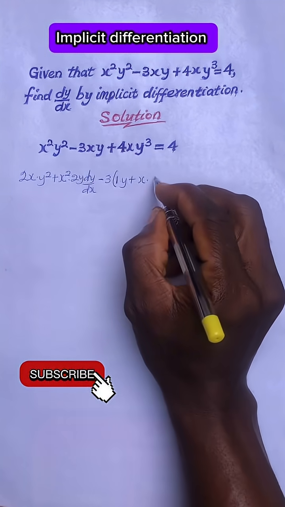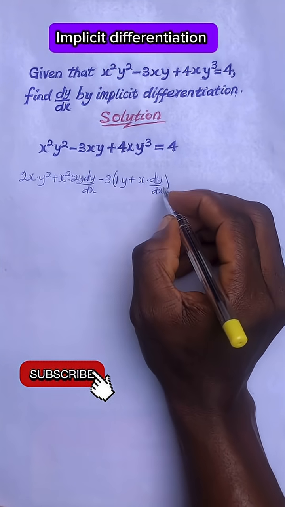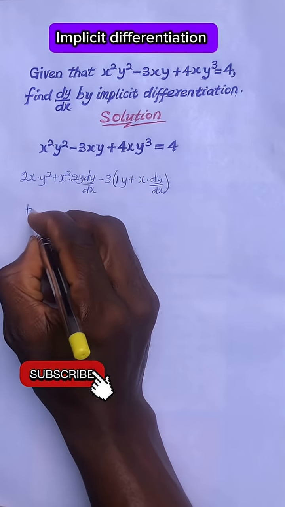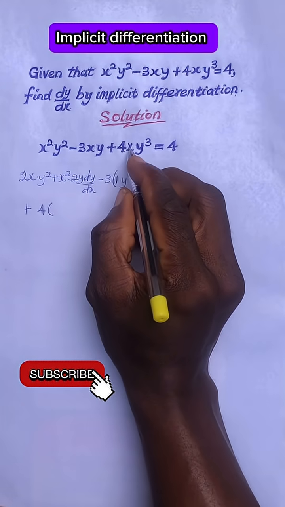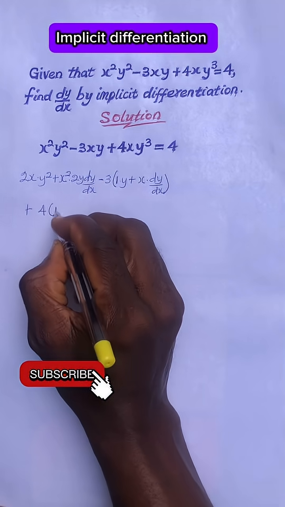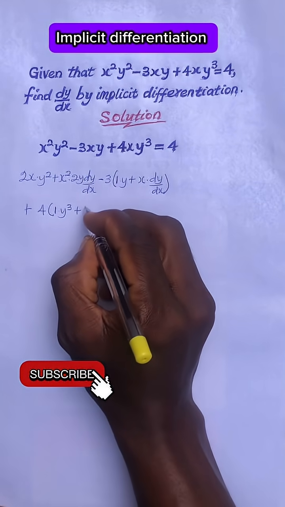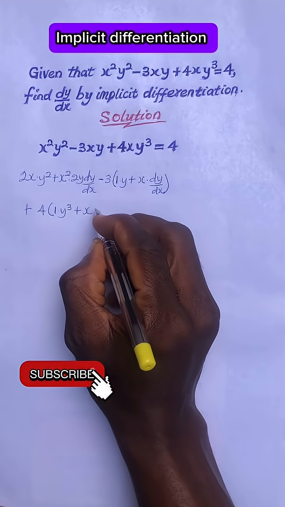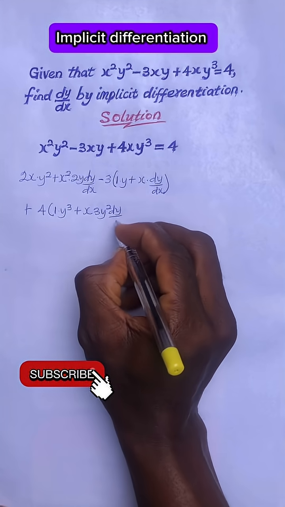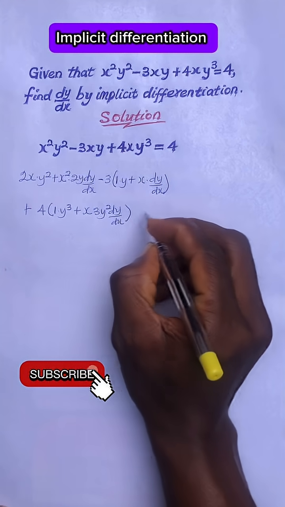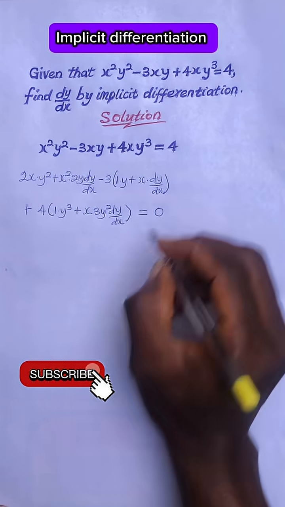times differentiating y, we have dy/dx, then the same thing, plus we bring out the 4 and then write this by differentiating. It becomes 1 times y cubed, plus write down the x and differentiate y cubed, which becomes 3y squared dy/dx. We close the bracket, equal to, now 4 is a constant and by differentiating this becomes 0.